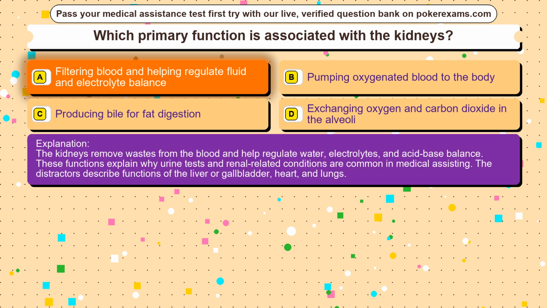The kidneys remove wastes from the blood and help regulate water, electrolytes, and acid-base balance. These functions explain why urine tests and renal-related conditions are common in medical assisting. The distractors describe functions of the liver or gallbladder, heart, and lungs.